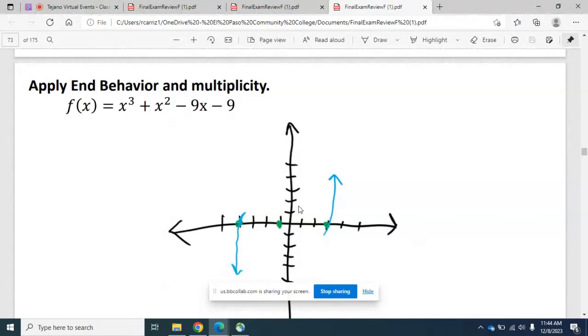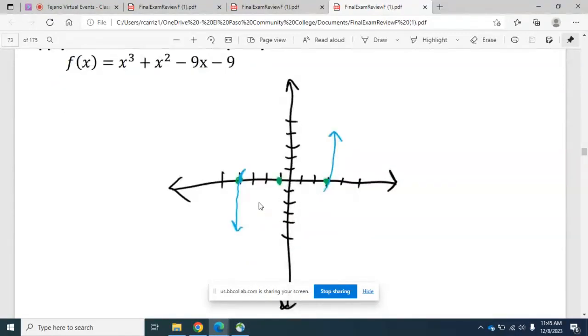I can use my behavior to find out more about the graph. So again, we have an odd function. Since the highest exponent is a 3, the degree of this polynomial is an odd number, so this polynomial is an odd function. Now, my leading coefficient is a positive value, so the graph is going to rise on the right and fall on the left.